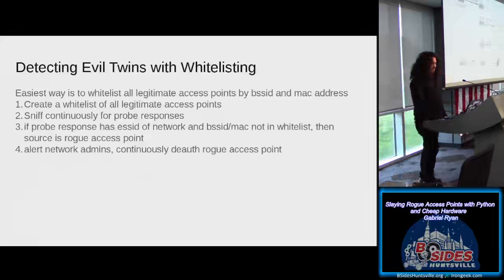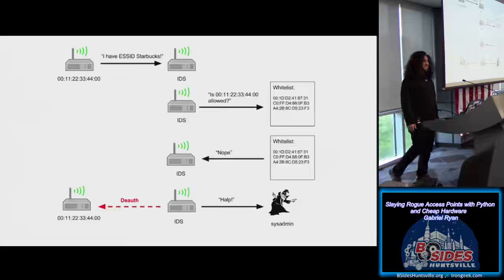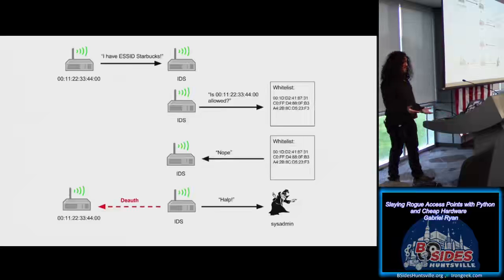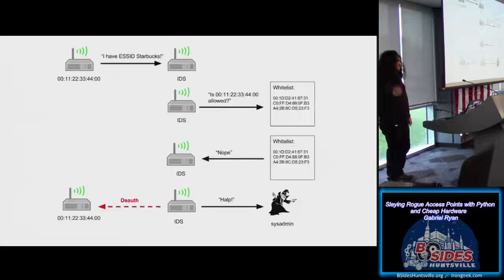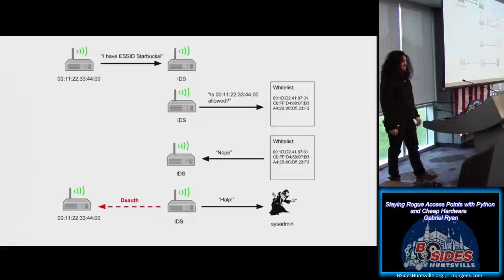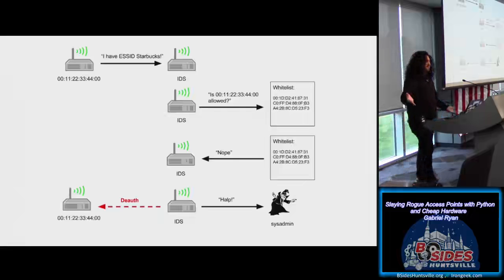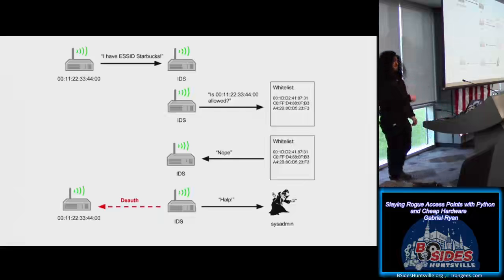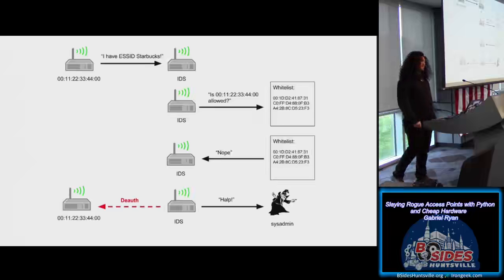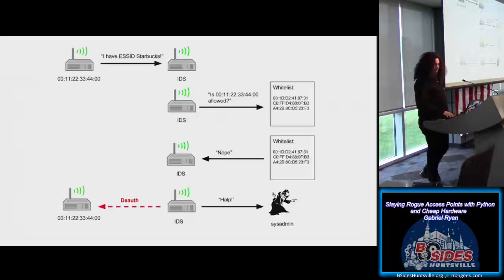So if we look at this diagram here, we have the rogue access point over on one side, and it's saying, I have ESSID Starbucks. So you happen to be the Starbucks network admin, and you have this IDS set up. Your IDS sends a query to your whitelist API, and says, is this BSSID 001122334400 allowed? Is it in our whitelist? The whitelist API responds and says, nope, it's not. So the IDS at that point alerts the sysadmins, and you can take action, and it starts deauthing the rogue access point, what have you.